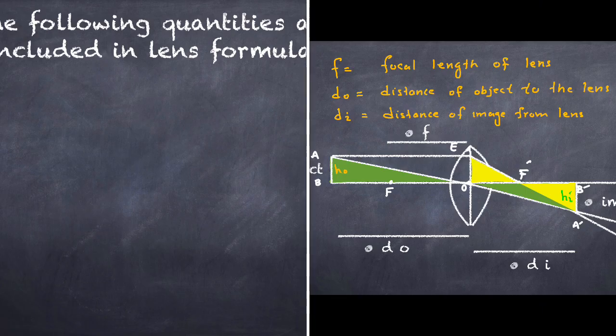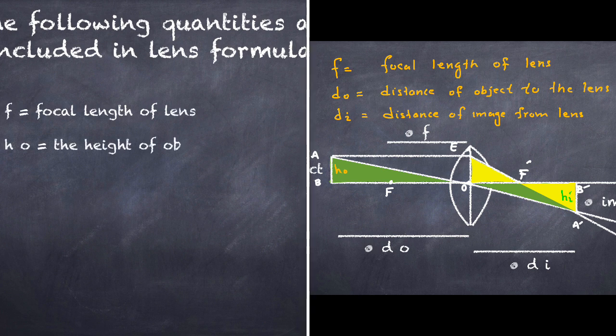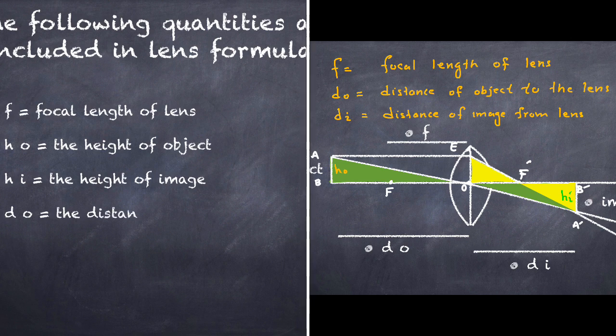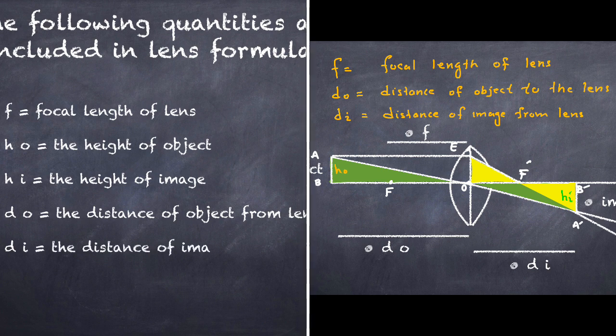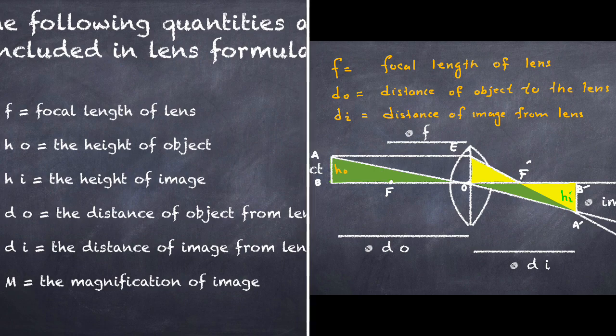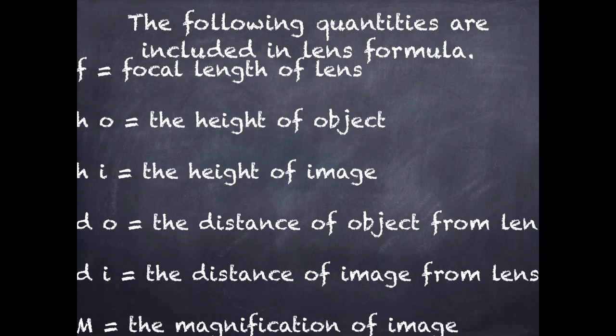The following quantities are included in the lens equation: f as the focal length of the lens, hO as the height of the object, hI as the height of the image formed by the lens, dO as the distance of the object from the lens, and dI as the distance of the image from the lens, where m represents the linear magnification, which is the ratio of the size of the image to the size of the object.